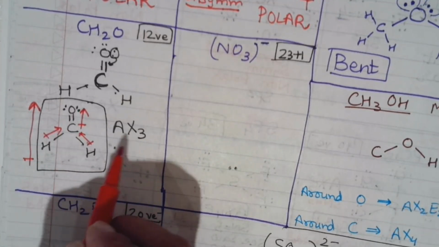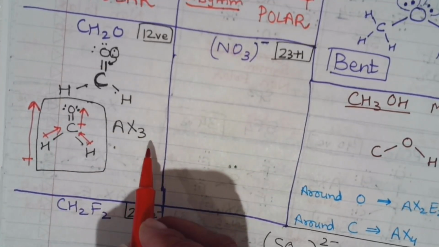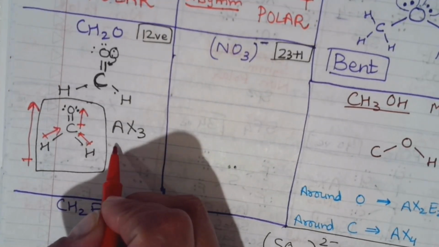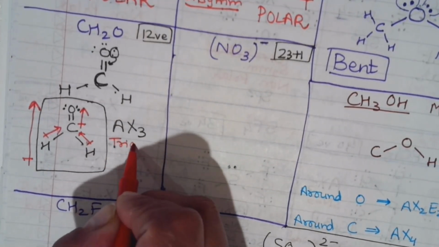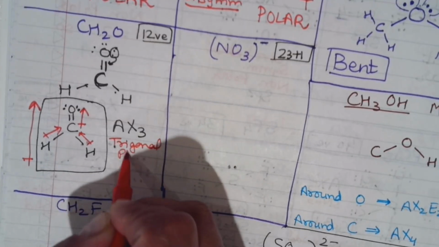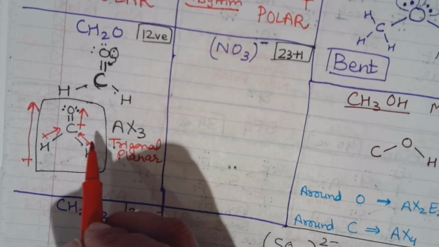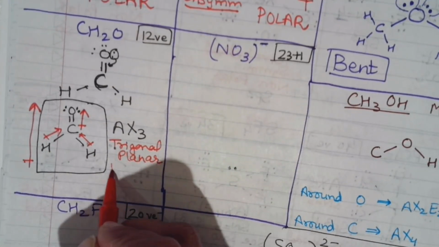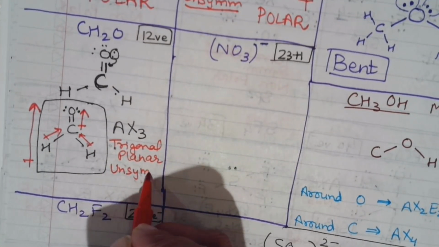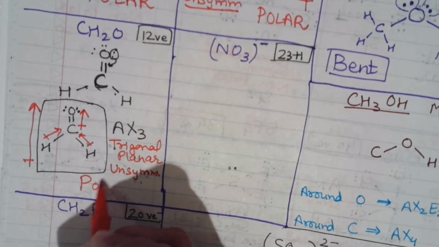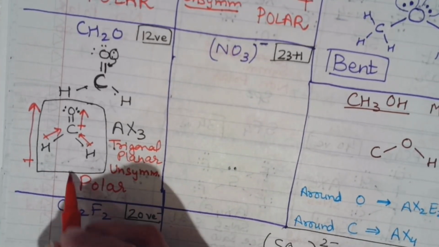Even though the shape is trigonal planar, so this is trigonal planar, the trigonal planar shape, when all the atoms are not the same, is unsymmetrical. So this is unsymmetrical, and hence this is a polar molecule.